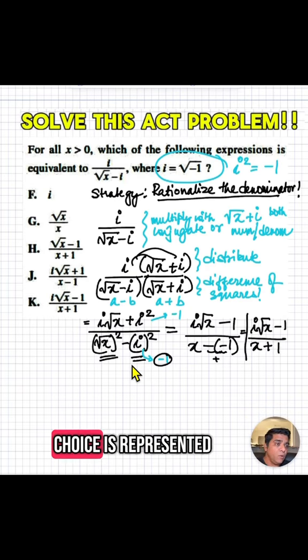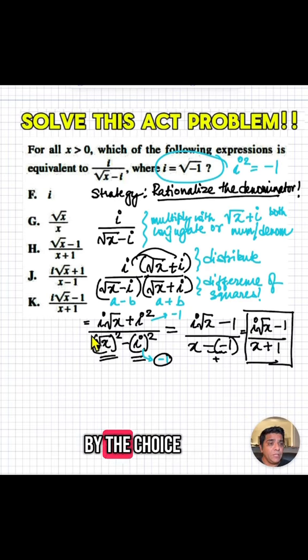And that is represented by choice K: i root x minus 1 divided by x plus 1. So that is going to be the correct choice.